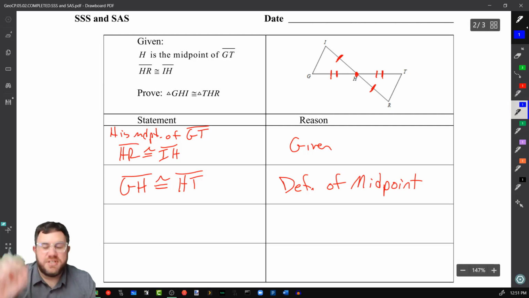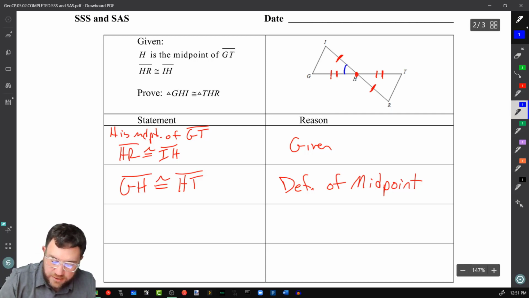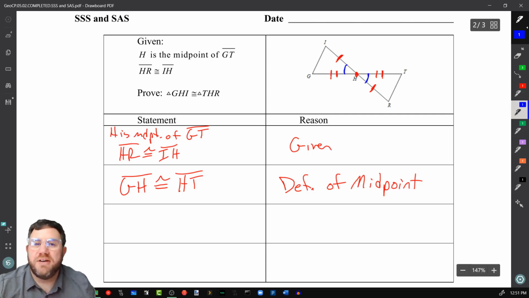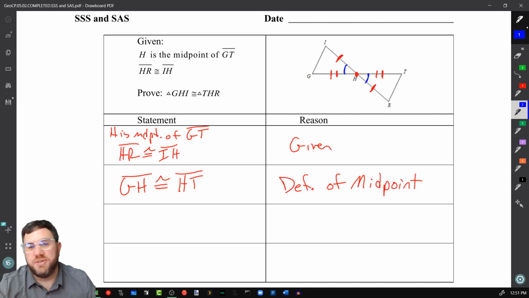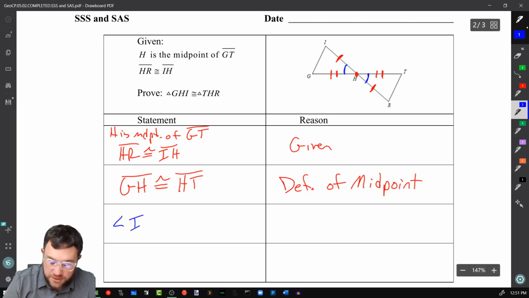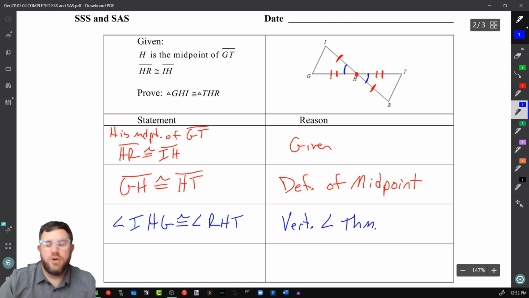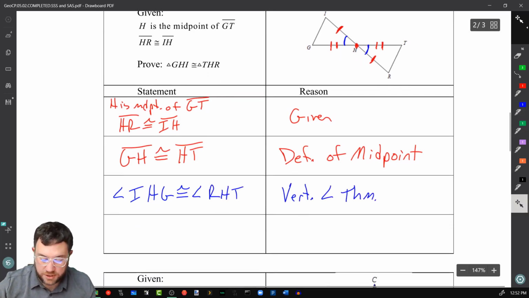Now, something else that should jump out at you when you look at this picture is that we've got some vertical angles here. What do you know about vertical angles? Not what they are, but what's a property of them that you know of. And it's that they are congruent. So we know that angle IHG and angle RHT are congruent because they are vertical angles. That's the vertical angle theorem, or you can just write vertical angles are congruent.